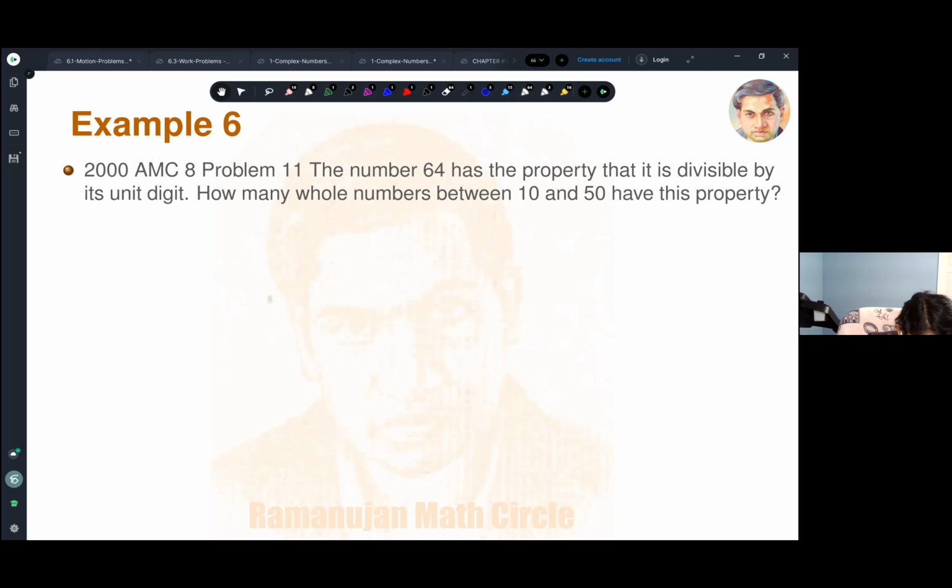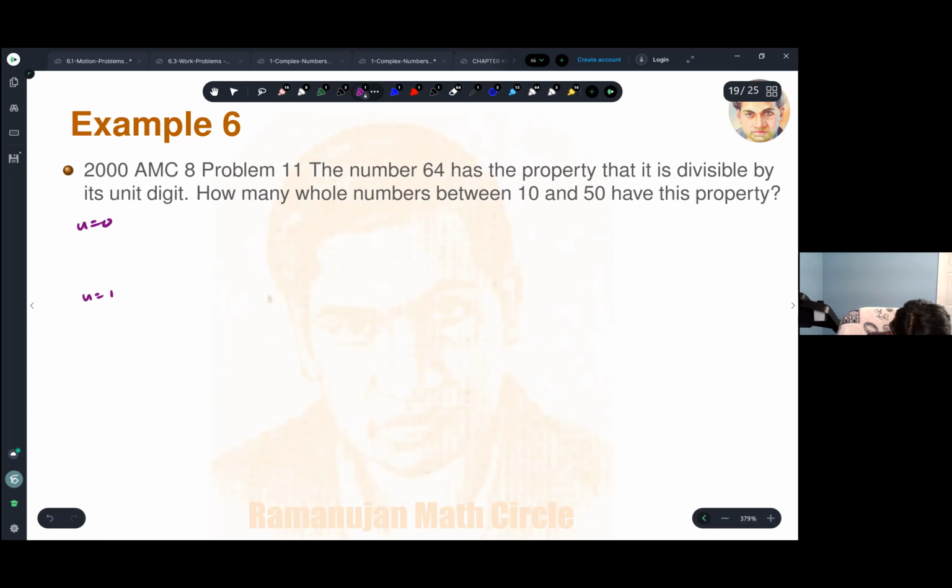So first off, we're just going to write out all the possible units digits, right? Because there's only 10 of them. So u equals 0, u equals 1, u equals 2, u equals 3, u equals 4, u equals 5, u equals 6, u equals 7, u equals 8, and u equals 9.